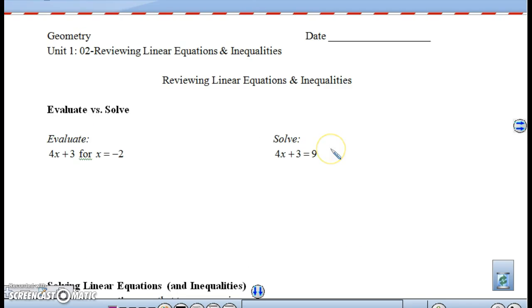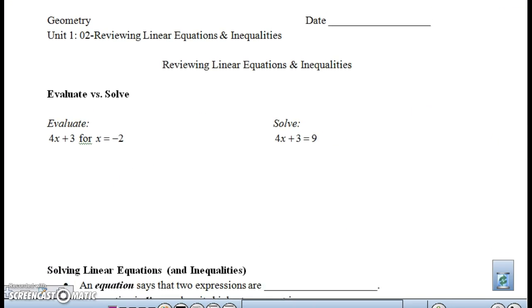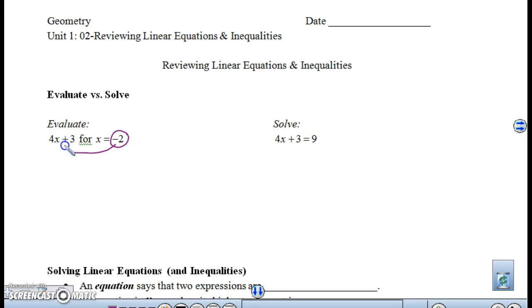So if we have 4x plus 3 for x equals -2, what that means is to use substitution. We're going to take -2, plug it in for x, and solve. 4 times -2 plus 3. Now remember your order of operations. 4 times -2 is -8, plus 3 is -5. And we have evaluated that expression.